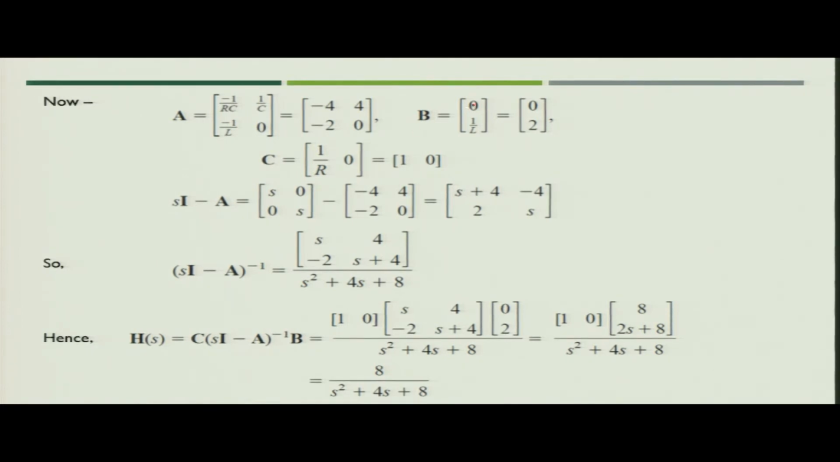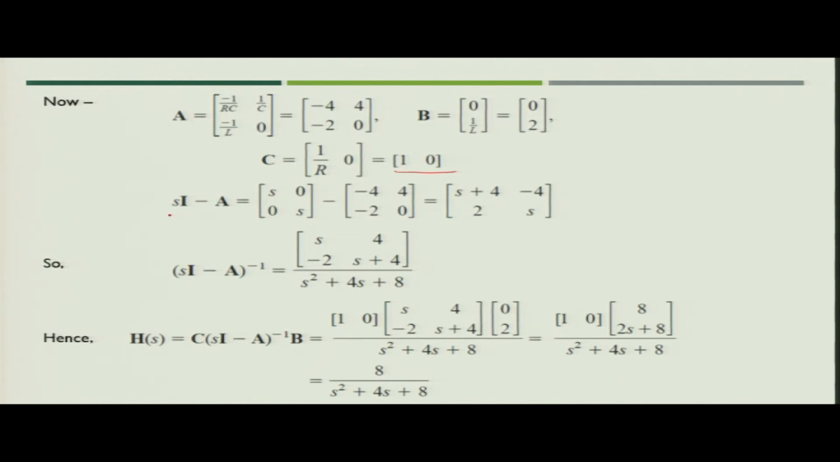Similarly, for vector B, these are the elements 0 and 1 by L. So, you get B as [0, 2]. Similarly, for C, you get the elements as 1 by R and 0. If you put the value of R, you will get C as [1, 0]. So, now you have got A, B and C.